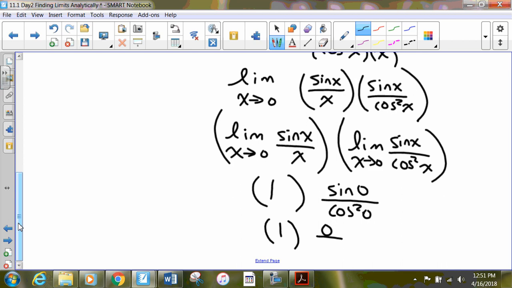At 0, cosine is equal to 1, so cosine squared would also be 1. So we've got 1 times 0, so finally the limit is equal to 0.